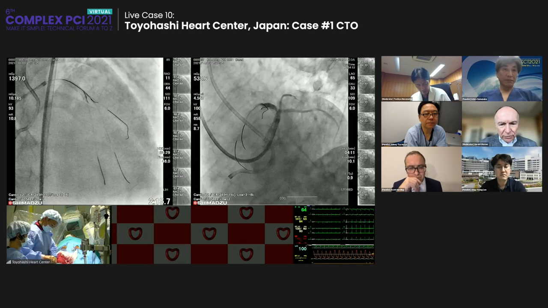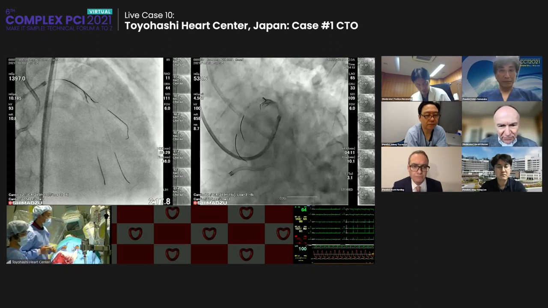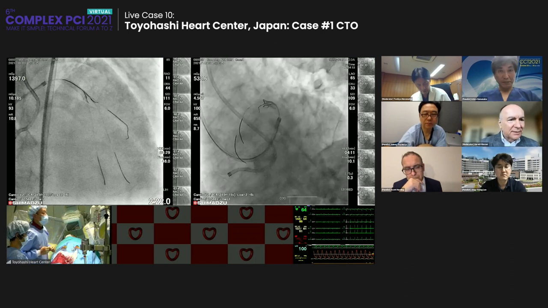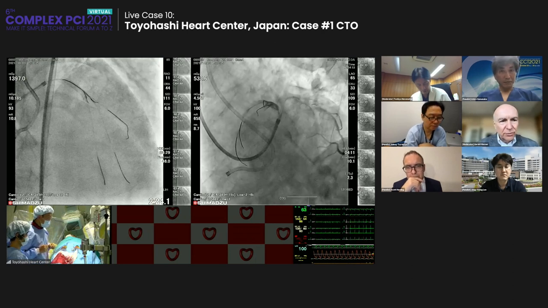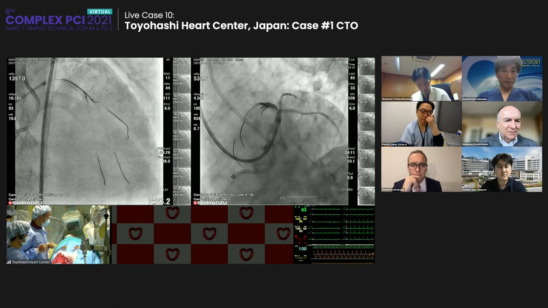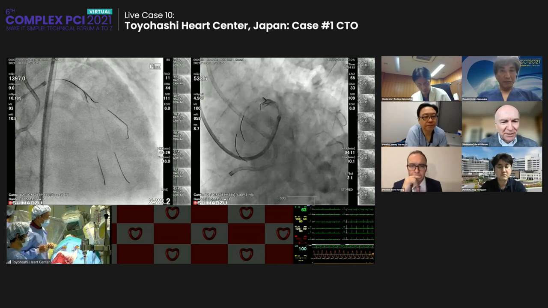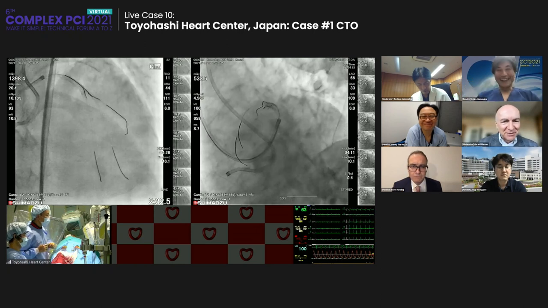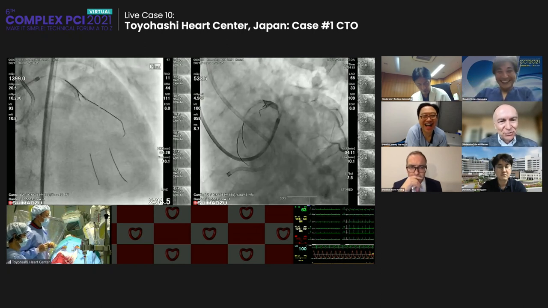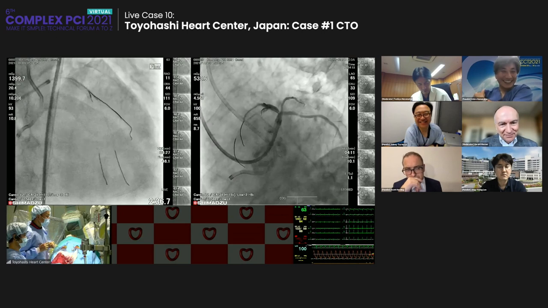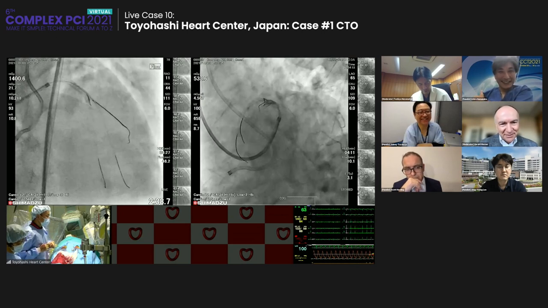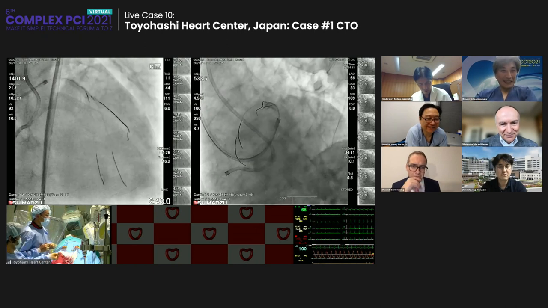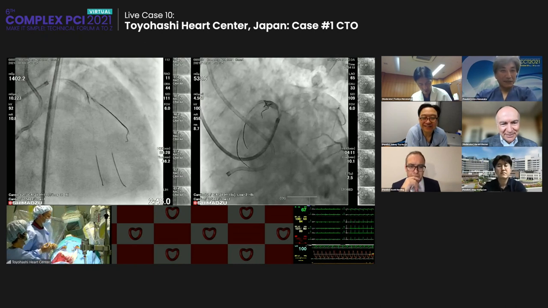So total fluoro time right now seems to be 56 minutes. Yes. And we're approaching 2.0 gray. It's not much compared to the Toyohashi experience 10 years ago, but still 2 gray should be mentioned. The CTO itself is very simple, but this is totally three bifurcations we should treat.